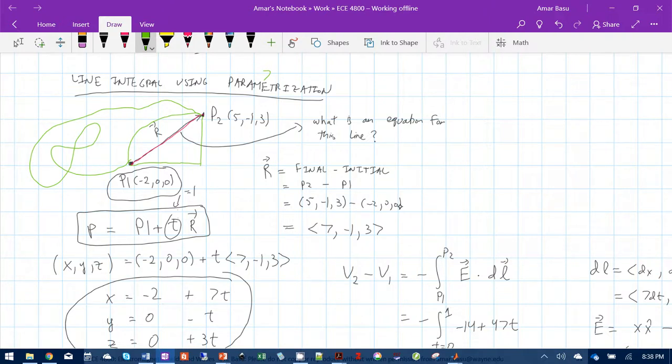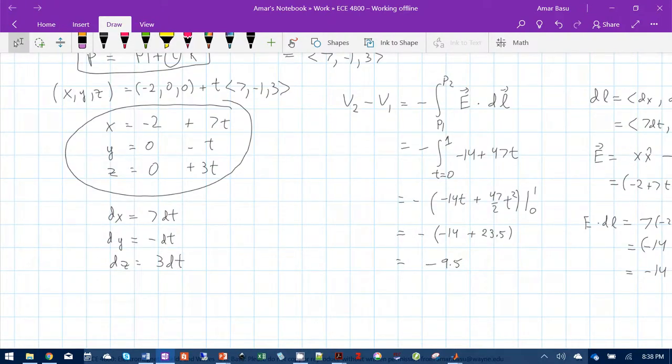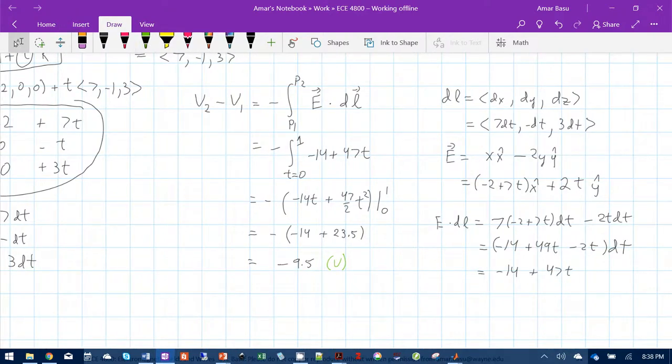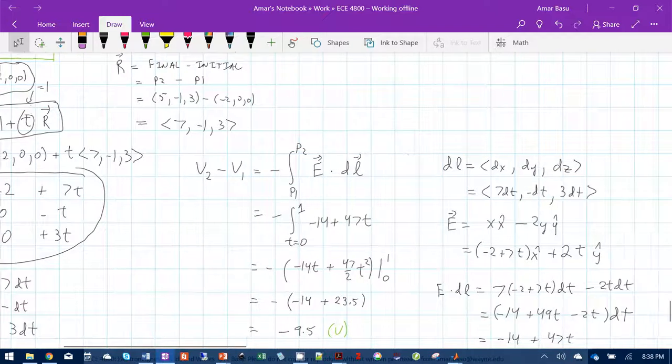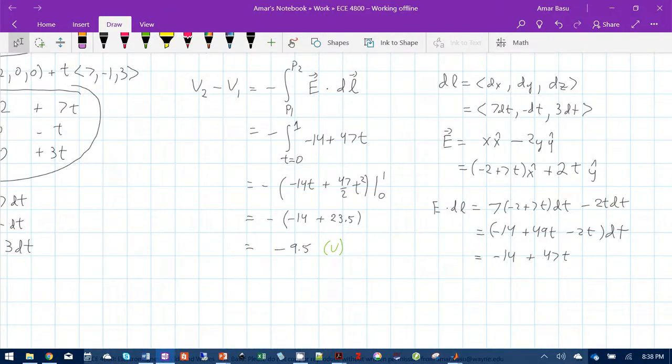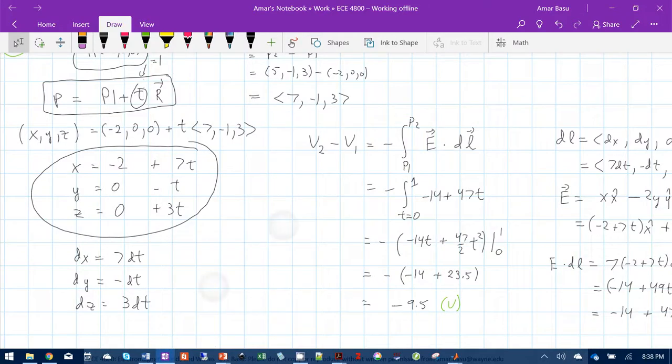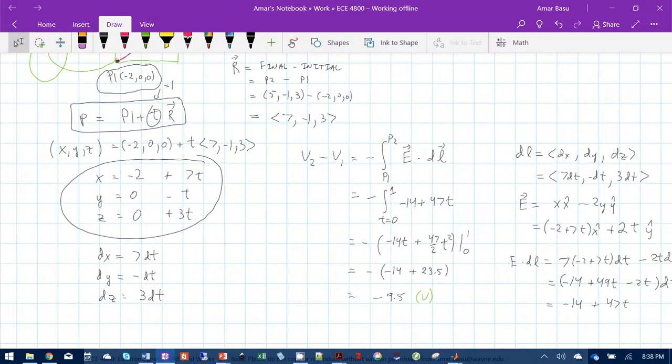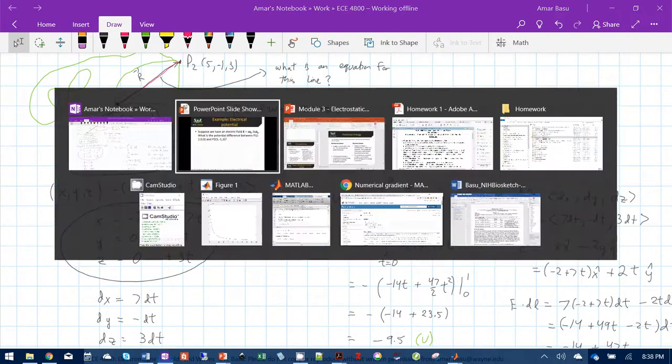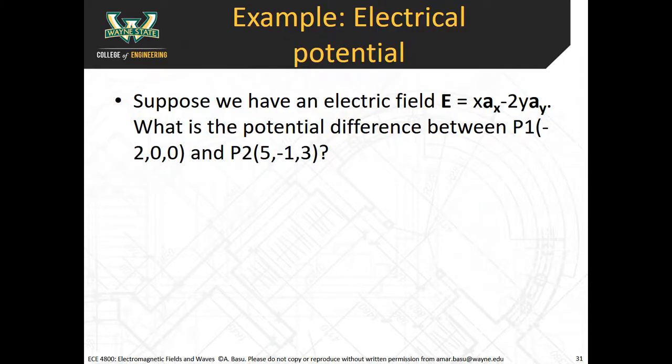Yes, absolutely. Yes, Justy. Yes, it is. Good question. The unit should be in volts. What's that? Well, yeah, it'll be negative. Okay, so there's your example of a simple line integral to find the electrical potential difference.